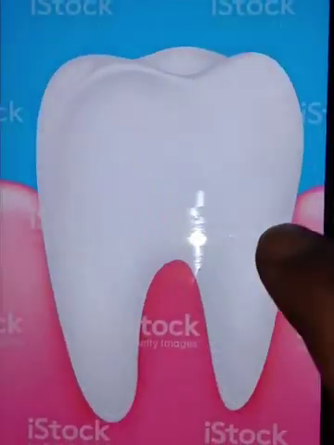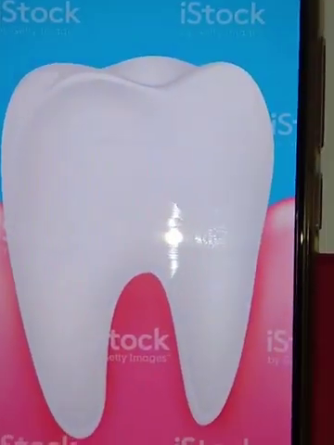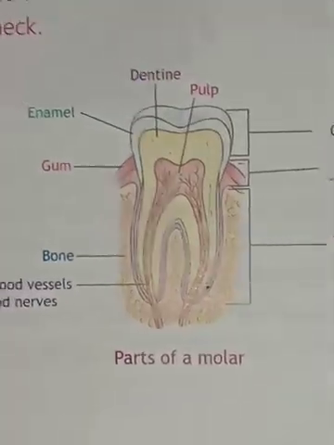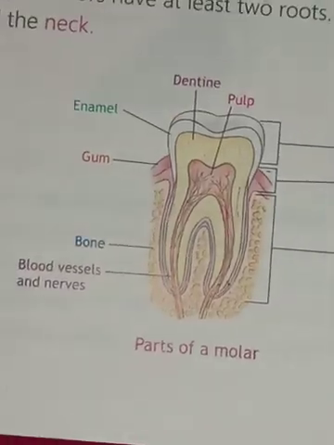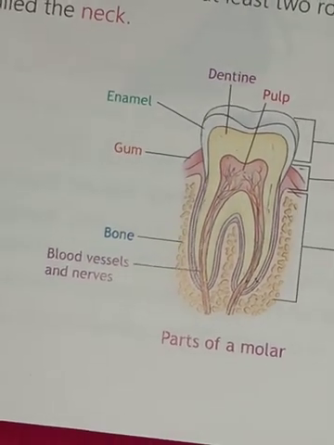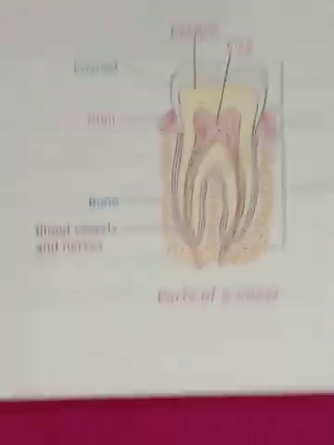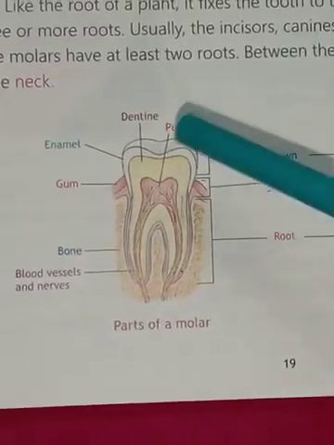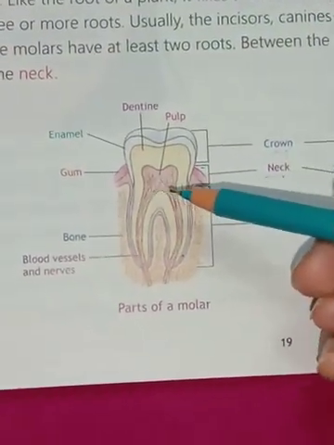Now, my dear children, when I cut this tooth from between, just as you cut a cake, how does it look? It looks like this. Okay, when I cut the tooth from between, it looks like this. So a tooth, after being cut from between, looks like this.